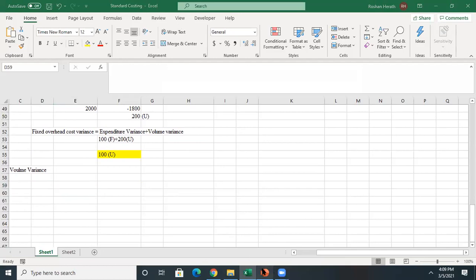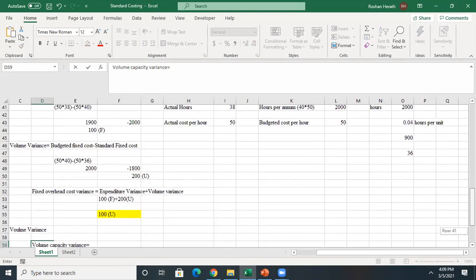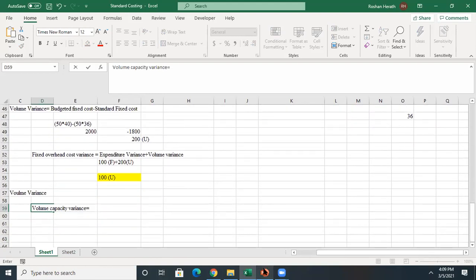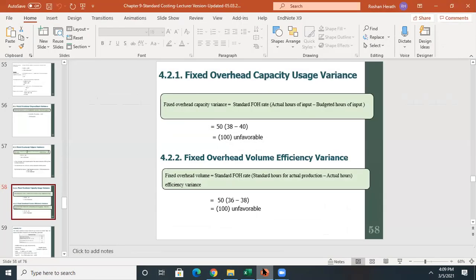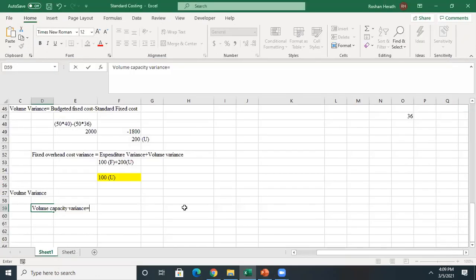Let's work it out. Volume capacity variance. There it talks about what you need to take: the budgeted overhead. Now, one aspect is that the budgeted fixed cost must be there.